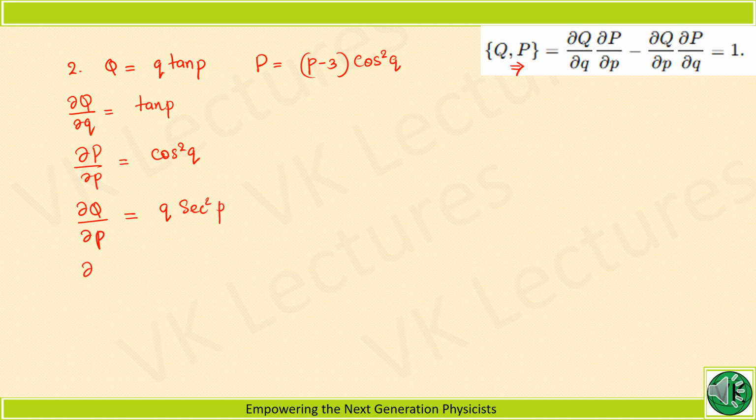Now dou capital P by dou small q is the derivative of the first term with respect to cos square, so 2 cos q into minus sin q, into p minus 3. Yes, this is with respect to q.